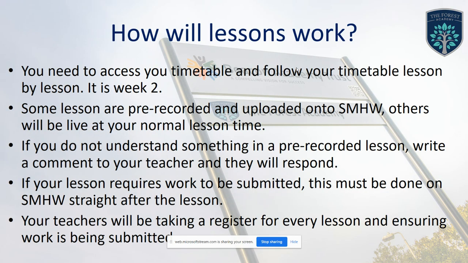So your lessons are going to follow your usual timetable. This week we're on week 2, so you need to access your timetable and follow your lessons for week 2. Your lessons are going to be a mixture of pre-recorded, uploaded onto Show My Homework, and live lessons at your normal lesson time. If you don't understand something in a pre-recorded lesson, write a comment to your teacher on Show My Homework and they'll respond.